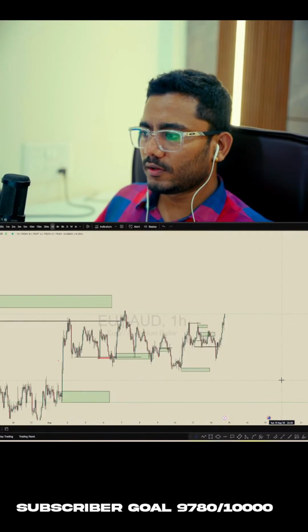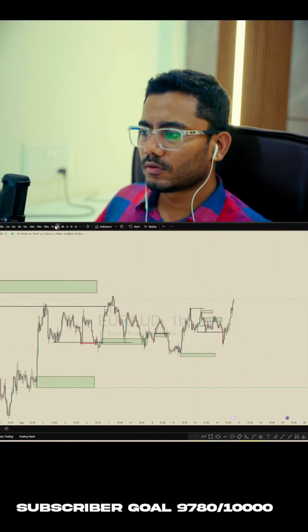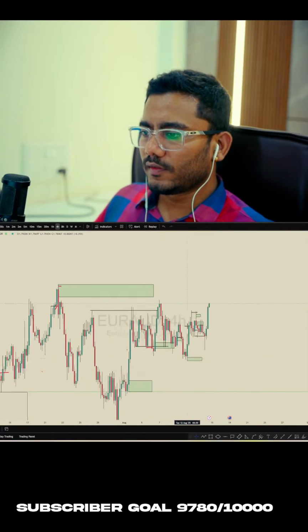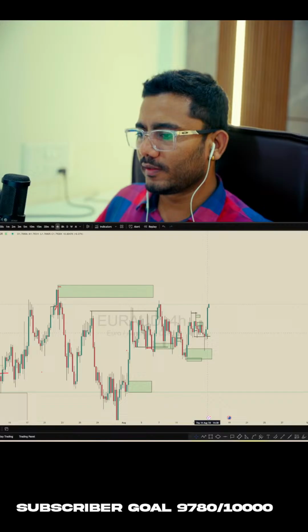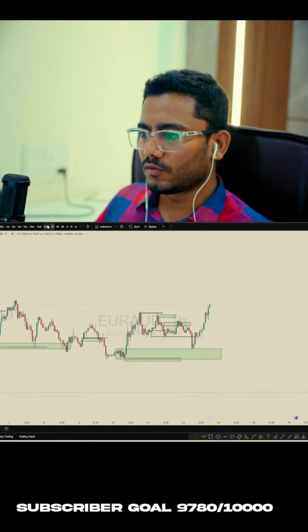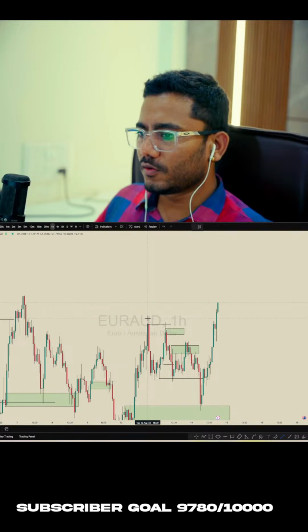Same thing if you look at Euro AUD. We can see the momentum is to the upside. Price has tapped this order block. I was waiting for price to come to this refined order block, but then price tapped this order flow. So this is a 4-hour order block, and price gave us this break of structure.